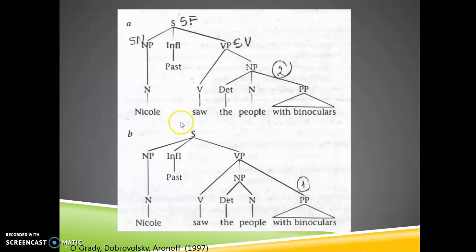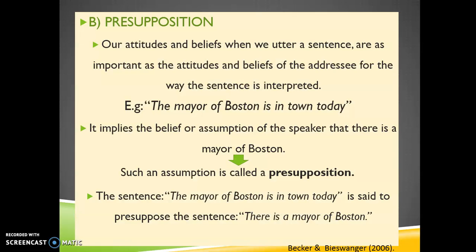Have a look at the sentence: Nicole saw the people with binoculars. So we can say that the people Nicole saw were using or having the binoculars, or, on the other hand, Nicole was the one who was using the binoculars, not the people. So depending on the way you arrange the words, the constituents of the sentence, the meaning will differ. That's very easy, that's very simple.